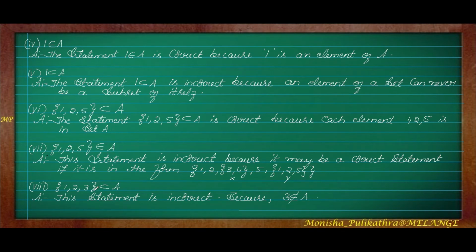Okay. Then moving on to the 8th question. {1, 2, 3} is a subset of A. This statement is incorrect because 3 is not an element of A. So 3 doesn't belong to A, because 3 is a separate one. 3 belongs to X. So 3 doesn't belong to A. Therefore, this statement is incorrect. Let us move on to the other question.